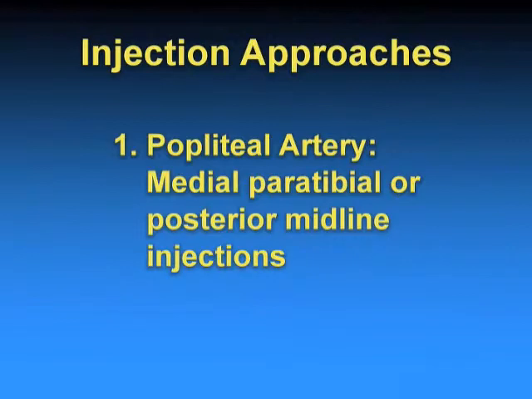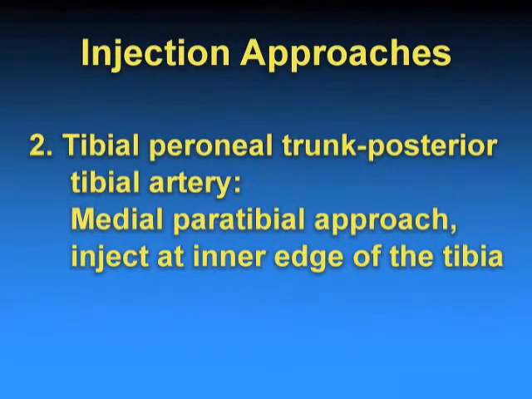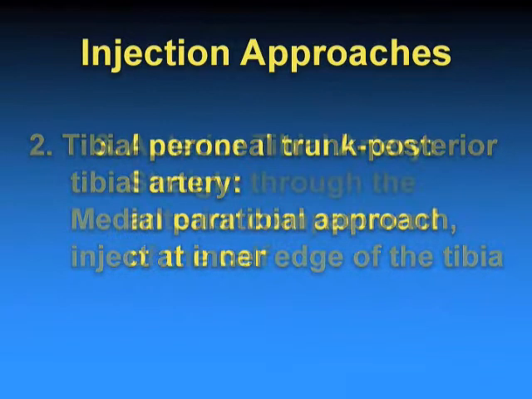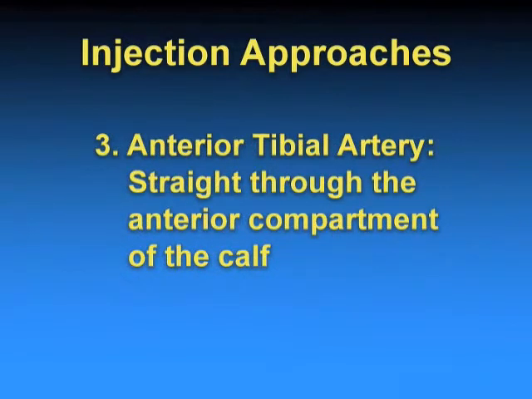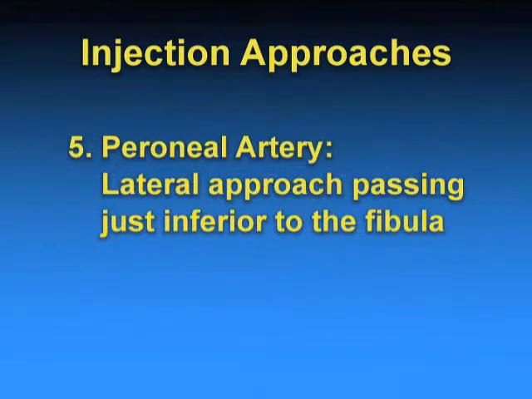1. Popliteal artery, medial, paratibial, or posterior midline injections. 2. Tibial peroneal trunk, posterior tibial artery, medial paratibial approach, inject at inner edge of the tibia. 3. Anterior tibial artery, straight through the anterior compartment of the calf. 4. Pedal arteries, direct superficial injections based on angiogram. And 5. Peroneal artery, lateral approach passing just inferior to the fibula.